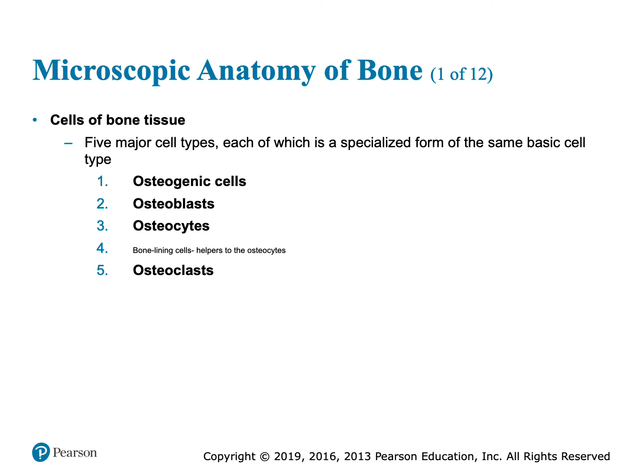So at that cellular layer of the periosteum, or of the endosteum, where we have these cells that are going to do the work, there's 5 total. I'm going to leave out number 4, those bone lining cells, because they're pretty uneventful and they're very similar to osteocytes. They help the osteocytes. But I'm going to do the other 4. So the other 4 types are osteogenic cells, osteoblasts, osteocytes, and osteoclasts.